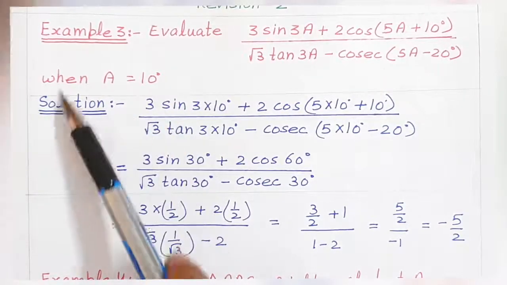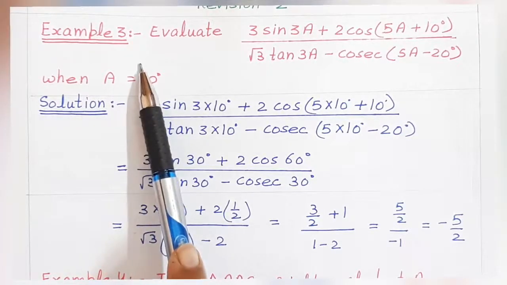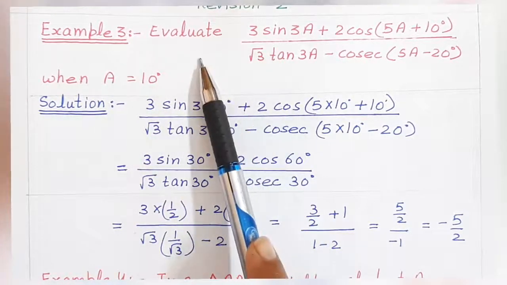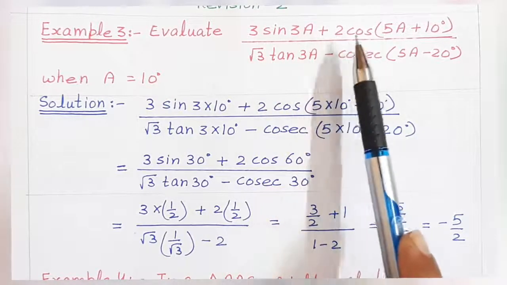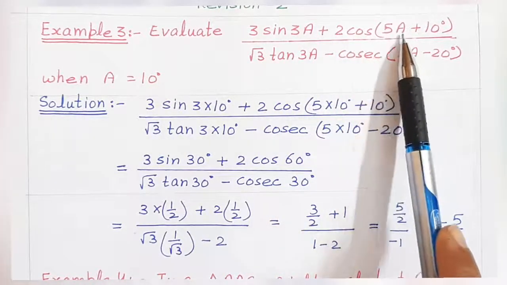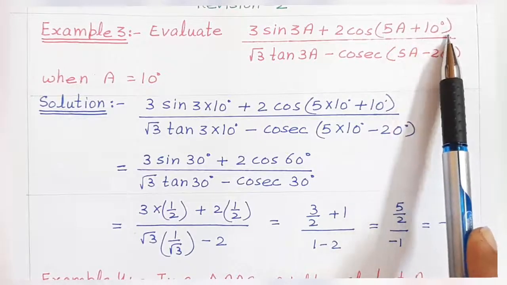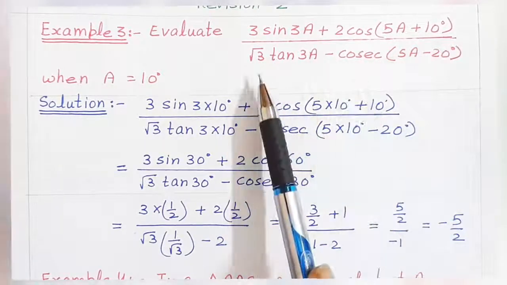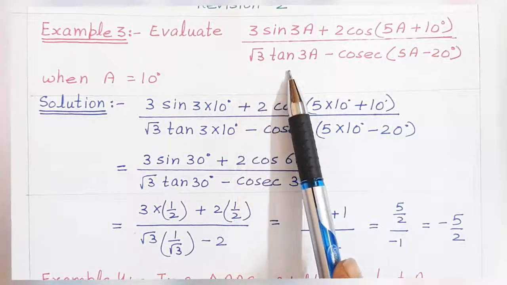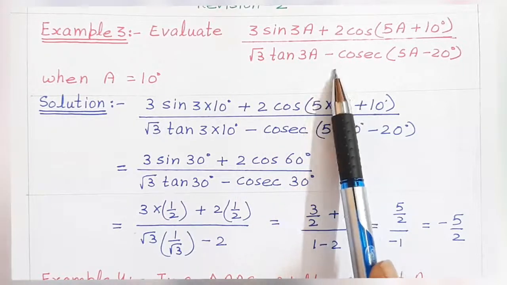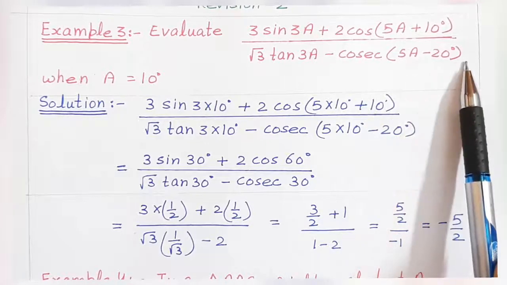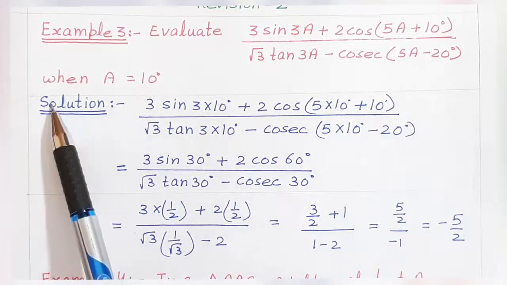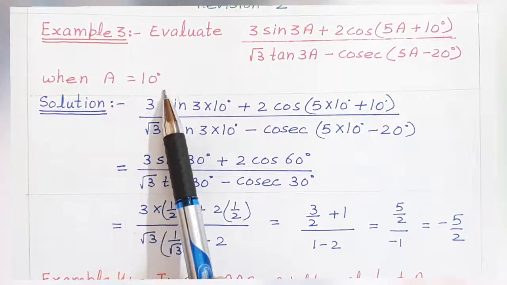Now, let us consider one more example. Evaluate 3 sine 3a plus 2 cos 5a plus 10 degree upon root 3 tangent 3a minus cosecant 5a minus 20 degree, where a is 10 degree.